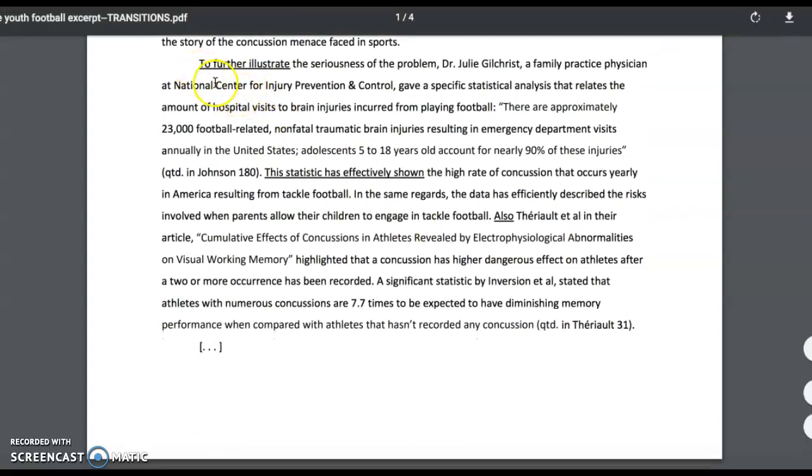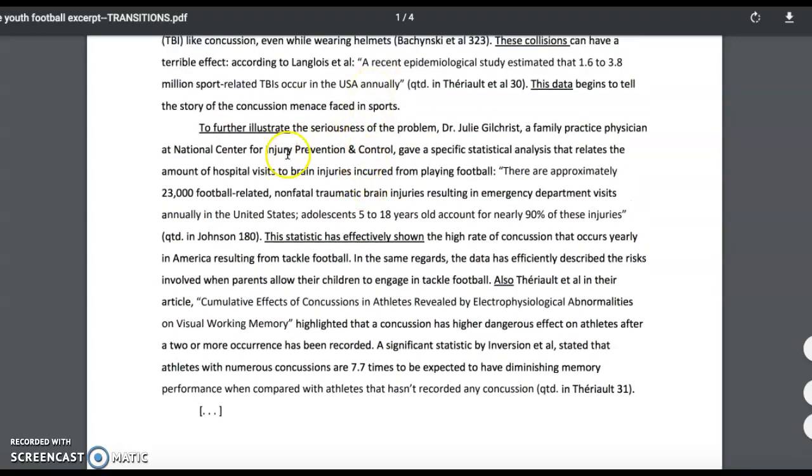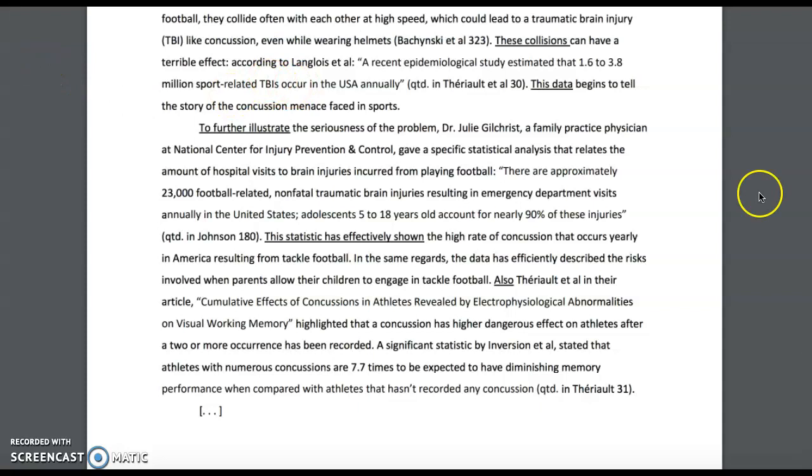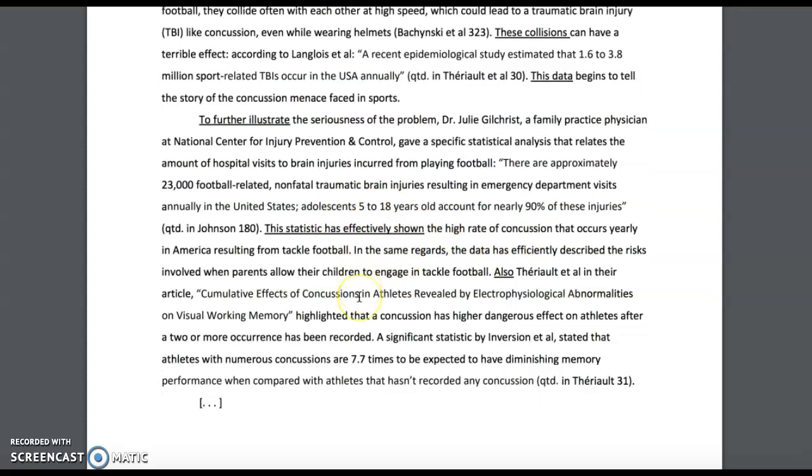Here's a good transition: "to further illustrate the seriousness of the problem." So this helps us to understand that in this paragraph, he's going to give us even more information relating to the material in the previous section. Notice how he follows up this quotation to say "this statistic has effectively shown," right? That's a really good follow-up to help us understand how to make sense of that quotation. He doesn't simply repeat what the quotation says, but he helps to comment on it, on the significance of it and how it relates to his thesis.